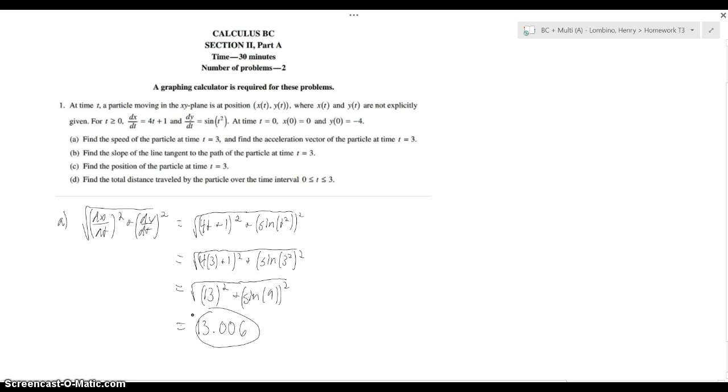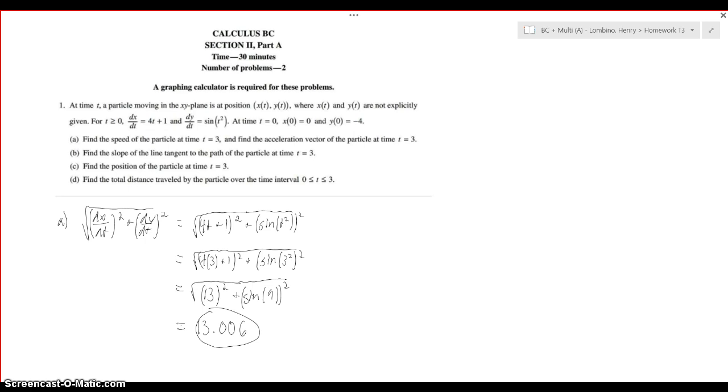But we haven't finished part A. We're still looking for the acceleration vector. So what is the acceleration vector at time t equals 3? If it's a vector, you want to find the acceleration in terms of y and the acceleration in terms of x. So we have the velocity vectors dx/dt and dy/dt, but we want to find the acceleration vectors. So that's going to be the derivative of.